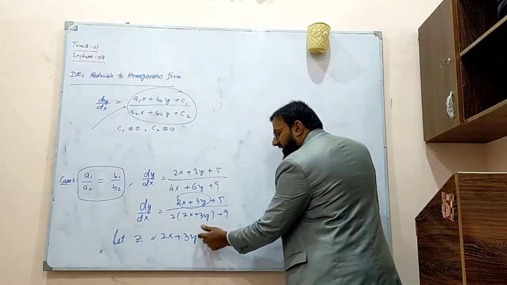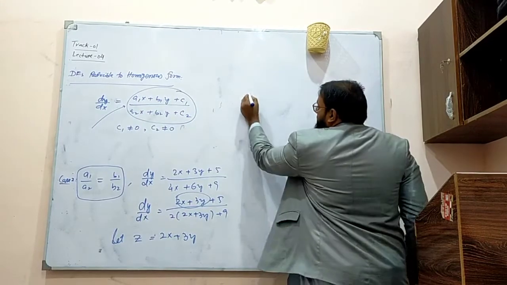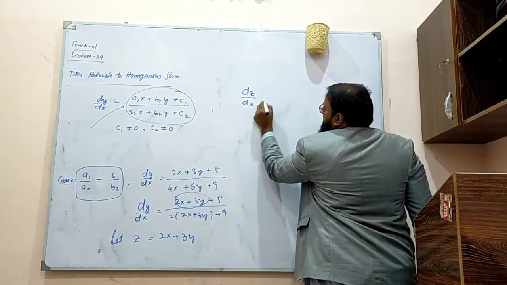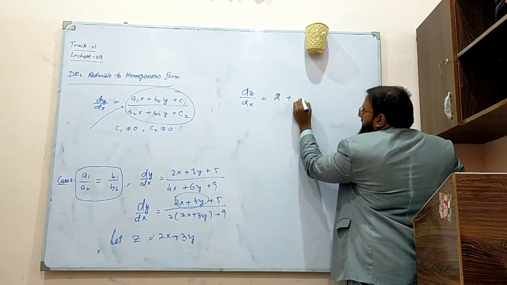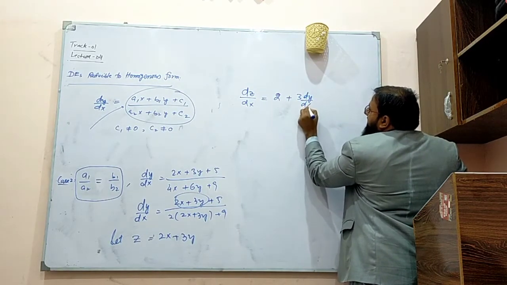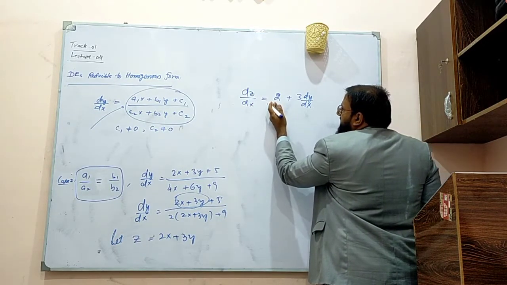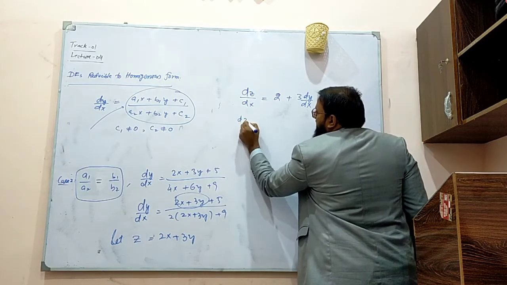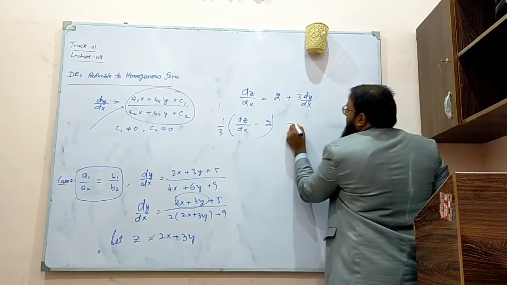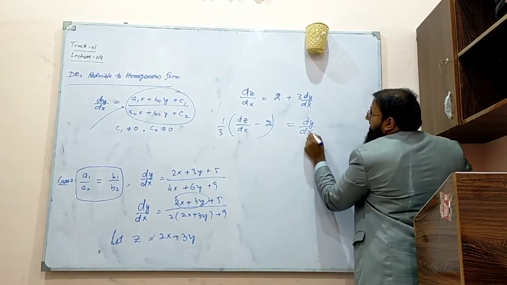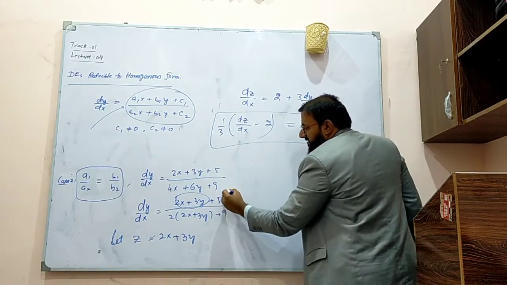So from here you have to find out the value of dy by dx by just differentiating this with respect to x. You will get dz by dx. The derivative of x is 1, so this becomes only 2 plus 3 dy by dx. From here you can find out the value of dy by dx easily. Taking 2 on that side, that becomes dz by dx minus 2, and dividing by 3 we'll get dy by dx. Just put this in this equation.